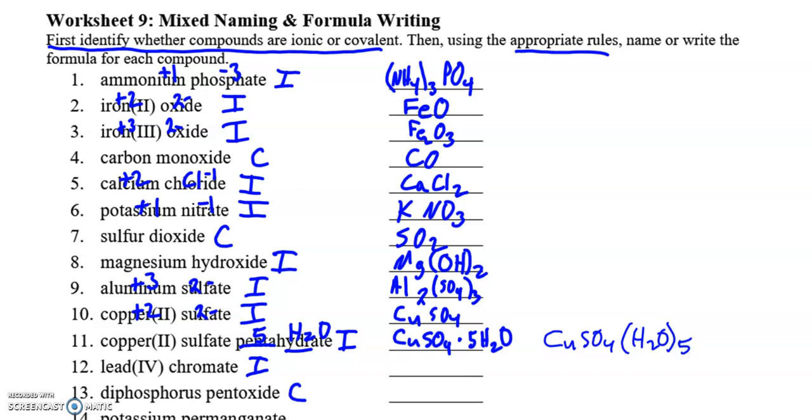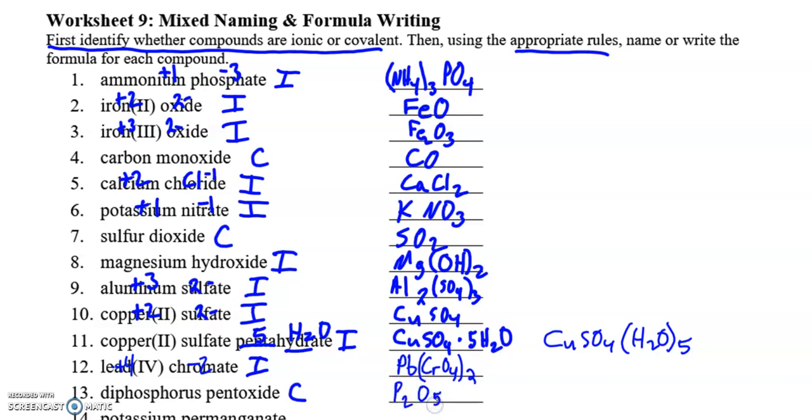Alright, the lead 4 chromate. The 4 means that the lead has a positive 4 charge and the chromate has a -2 charge. So those will go together. If you crisscross the charges, you'll get 2 to 4. The ratio would reduce to 1 to 2. So we're going to have a 1 to 2 ratio. So it's going to be Pb CrO4 parentheses 2.